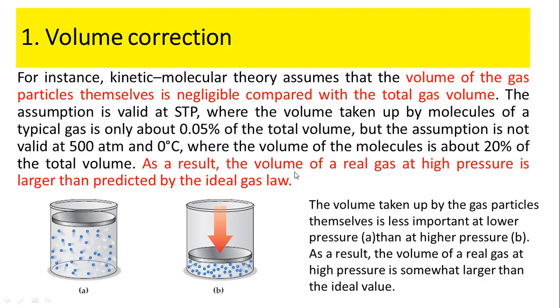As a result, the volume of the real gas at high pressure is larger than predicted by the ideal gas law. This is the behavior of the gas particles, which is less important at lower pressure as compared to high pressure. So when you increase the pressure, the volume of the real gas is higher as compared to the ideal gas. That means now you have to correct that volume, and I will be discussing this in the next slide. The first thing is to understand why the correction is required for the volume, because we have two variables, pressure and volume, and I have discussed here why the correction in volume is required.